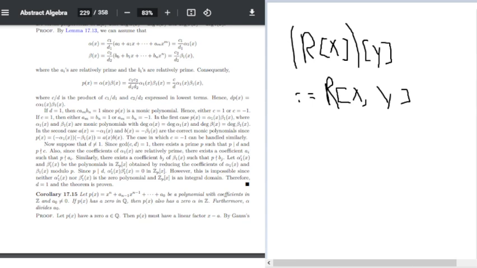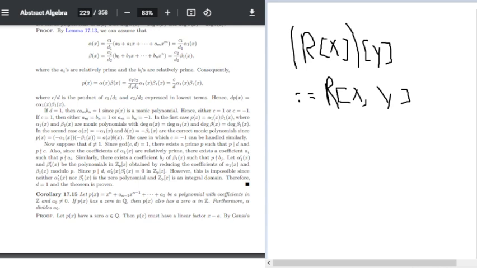In the second case, a of x equals negative alpha1 of x and b of x equals negative beta1 of x, which are the correct monic polynomials, since p of x equals negative alpha1 of x times negative beta1 of x is equal to a of x b of x. The case in which c is equal to negative 1 can be handled similarly. Now, suppose that d is not equal to 1.